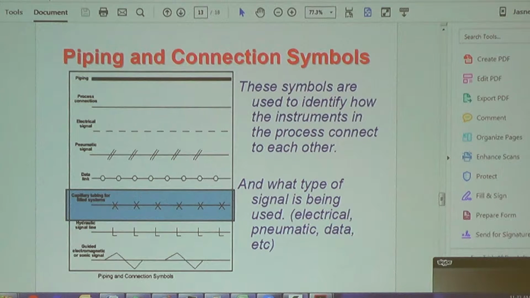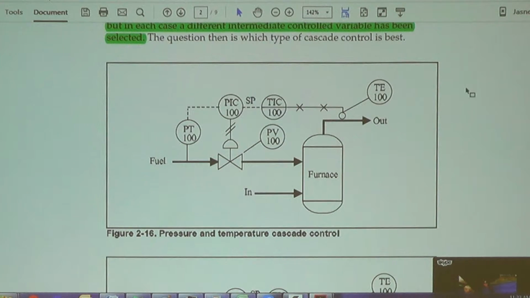Okay? Great. Okay, what is this system? Now what is the PIC doing? Sorry?